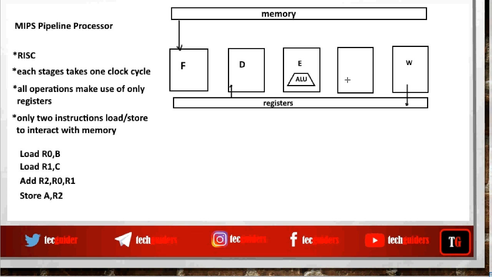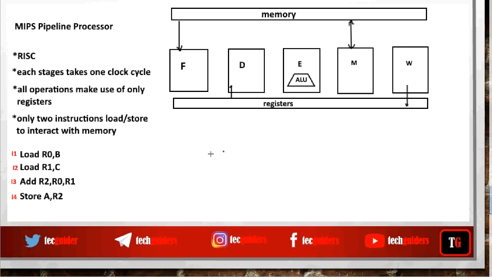Now to interact with the memory, we make use of a separate stage called the memory stage. This stage will interact with the memory for data, both for reading data and also for writing data, and this stage will be used only by the load and store instructions. So let's see how it works.